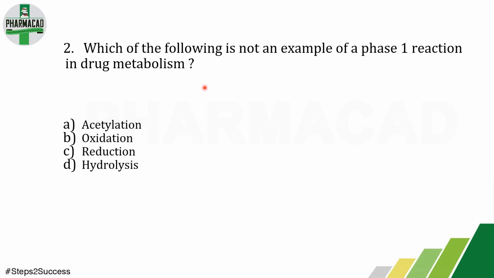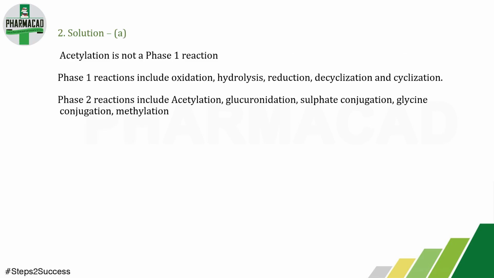Next question, which of the following is not an example of phase 1 reaction in drug metabolism? So they are asking not. Focus on the word not over here. The options include acetylation, oxidation, reduction and hydrolysis. So the solution here is option A, that is acetylation. So acetylation is not a phase 1 reaction.